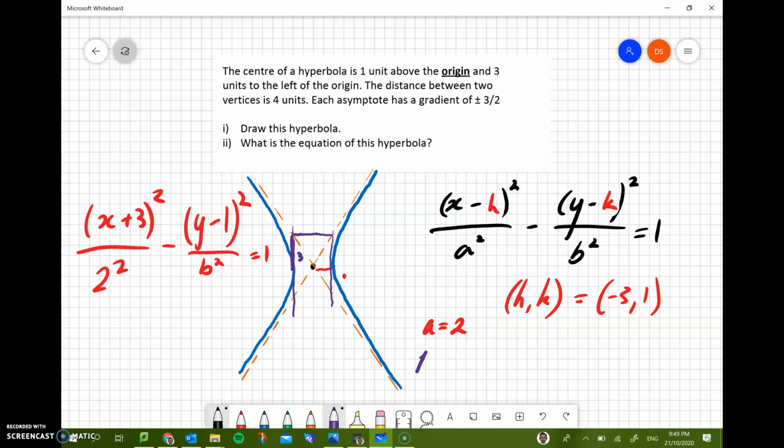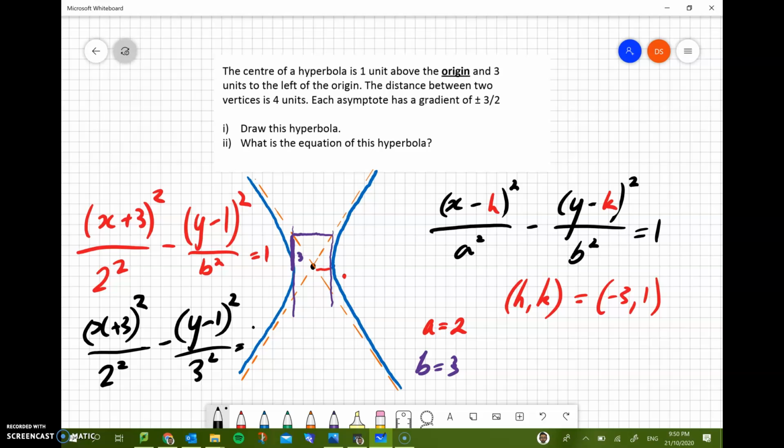So b equals 3. So my final equation is going to be x plus 3 squared over 2 squared minus y minus 1 squared over 3 squared equals 1. Sorry, you can't see that. Give me 1 second. I hope that makes sense.